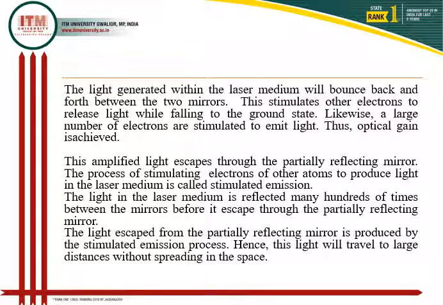Actually, the process of emission of a photon is called spontaneous emission, and these spontaneous emission photons are used to generate stimulated emission. A large number of electrons are stimulated to emit light, and the optical gain is achieved. The amplified light escapes through the partially reflecting mirror as output. The process of stimulating electrons in other atoms to produce light is called stimulated emission. In this way, we generate laser light.